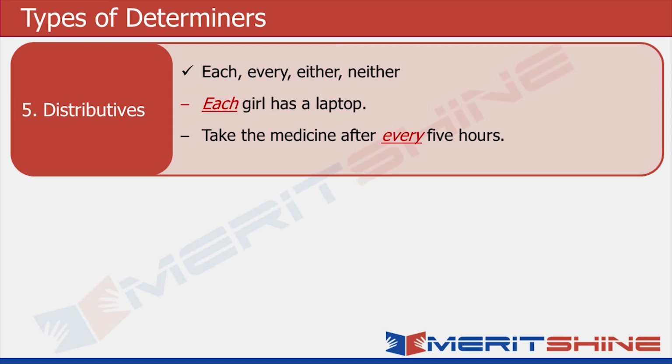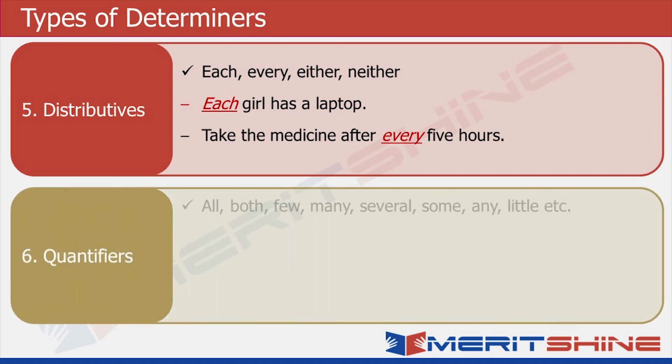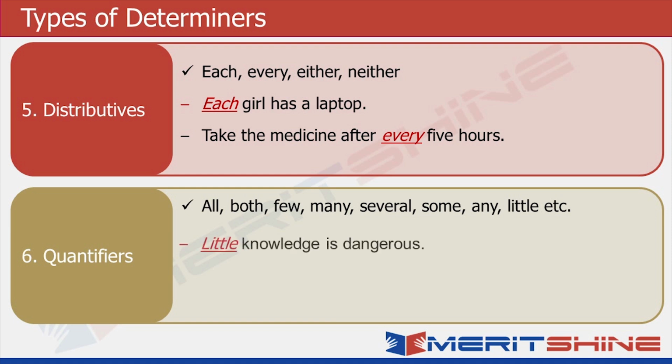The sixth type of determiners is quantifiers. As the name suggests, they indicate the quantity of the noun, such as all, both, few, a few, many, several, some, any, little, etc. Little knowledge is dangerous. It's very easy. Any child can do it.